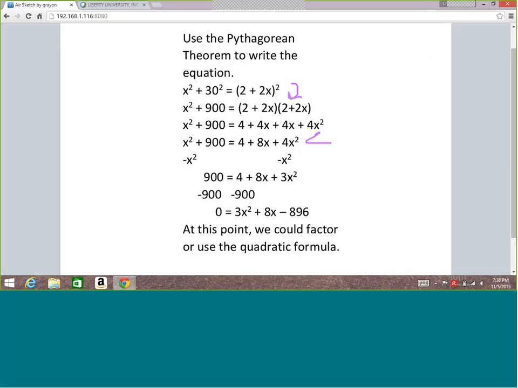So after you multiply it out, you do end up with this 4 plus 8x plus 4x squared. Notice now we have an equation with x squared. In order to solve this, we need to get it equal to 0. And remember what we did last chapter on how to solve quadratics, an equation with an x squared. So I'm going to subtract x squared from both sides and subtract 900 to get the left side to be equal to 0. And then on the right side, I just rearranged the terms so that it's written in the order that we're used to seeing it, with the x squared term first and the number last. So I end up with this 3x squared plus 8x minus 896.